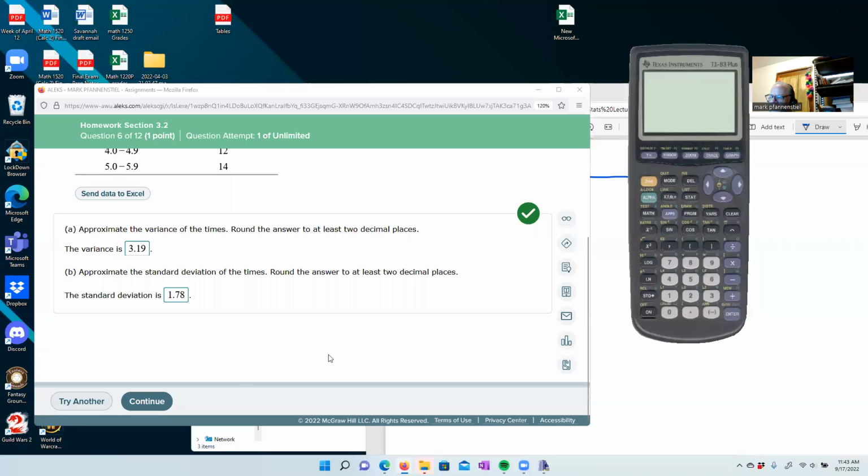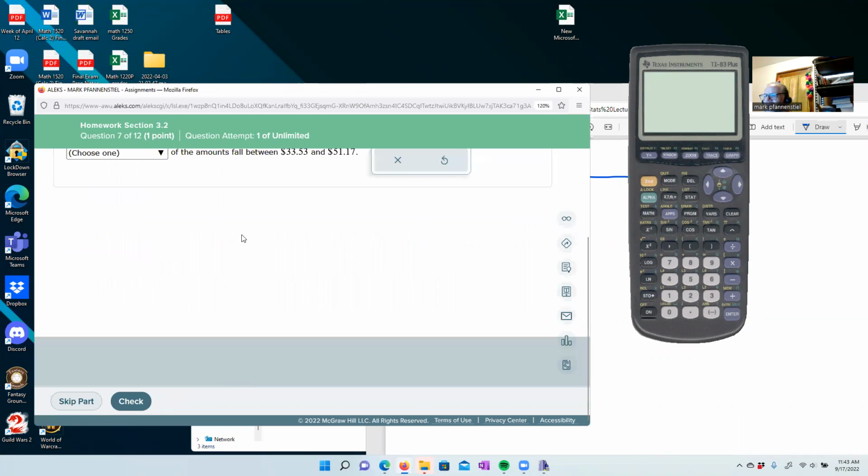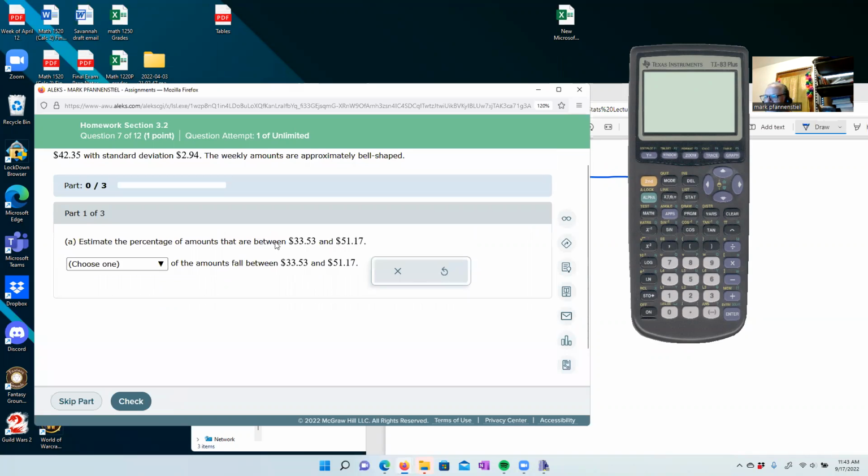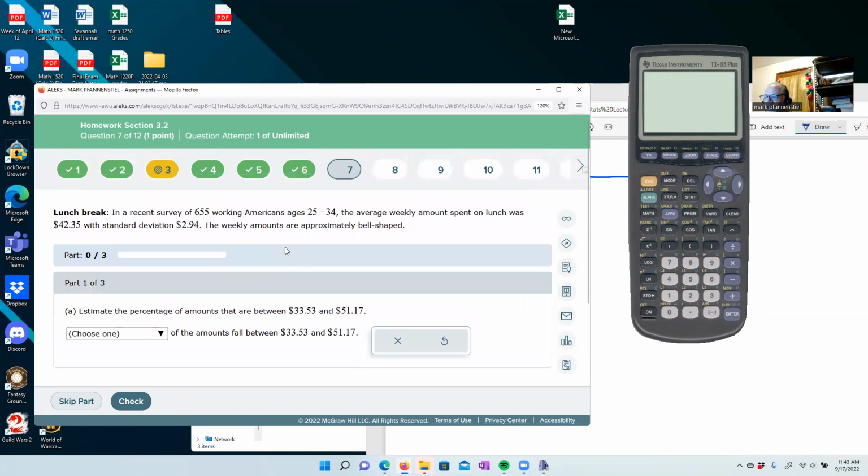All right, welcome back. We're going to do some more statistics. This is section 3.2, part two. So we are doing measures of spread here. We're doing standard deviation. We're doing a lot of calculator exercises with this.